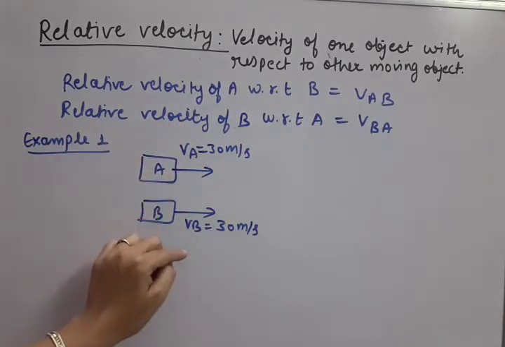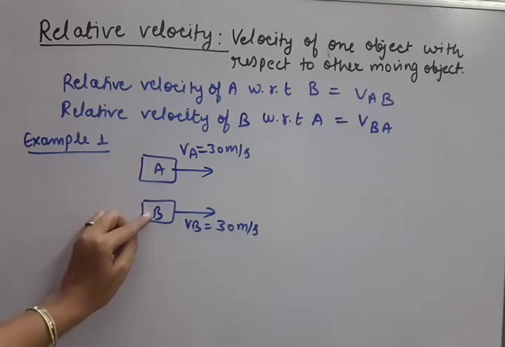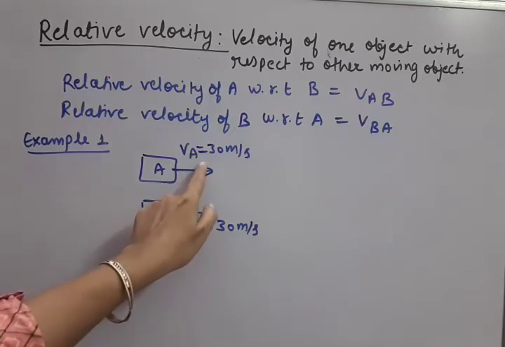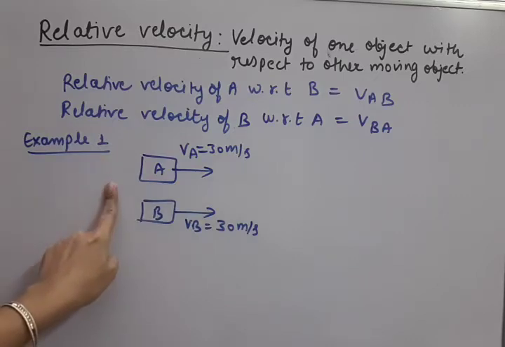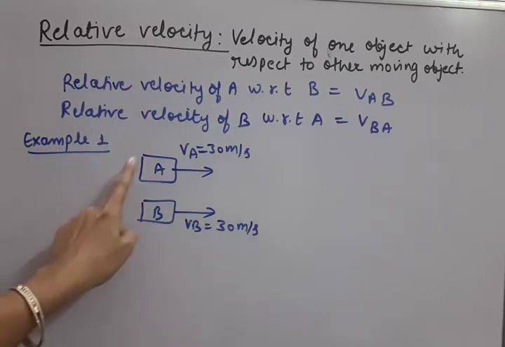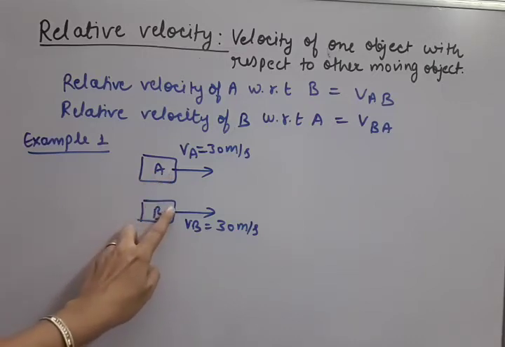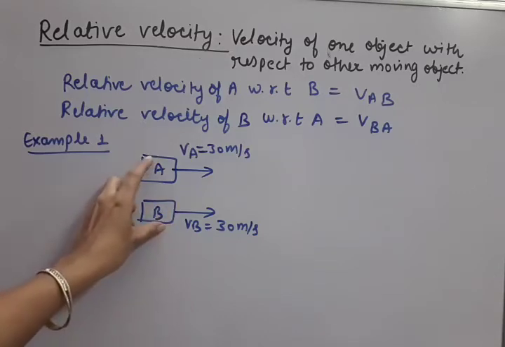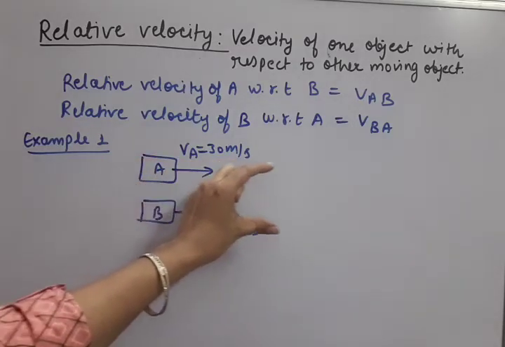Now here we are interested in this: what is the relative velocity of A with respect to B? This velocity which is written, 30 meters per second, is the velocity of A with respect to ground. Ground is stationary, and we are interested in finding the relative velocity of A with respect to B. Velocity here means: are the two objects changing position with respect to each other or not? Just think about this example. Both the trains are moving together with the same speed, so they are always together.